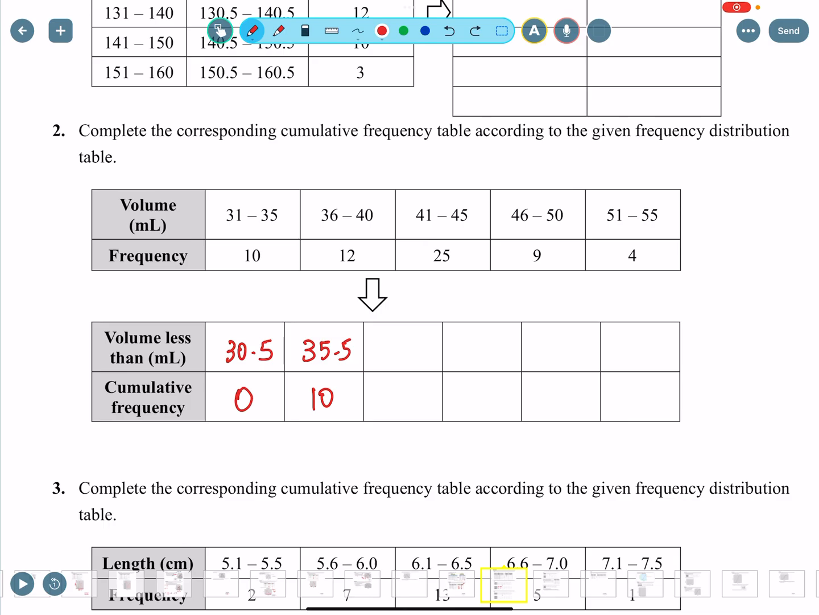The next number to write here should be 40.5, 0.5 higher than the upper limit. And how many bottles are less than 40.5? These two: 10 plus 12, 22. So it's usually the last one plus this frequency here, 10 plus 12. And then 22 plus 25 will be 47. So I can follow the pattern and just fill in the rest.